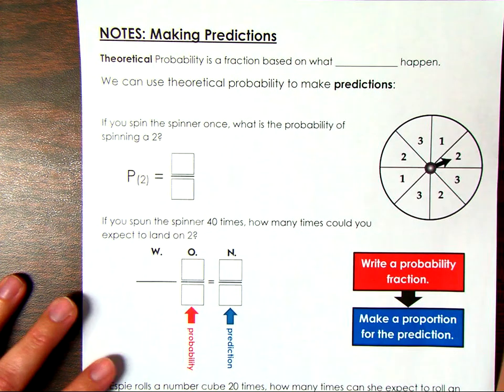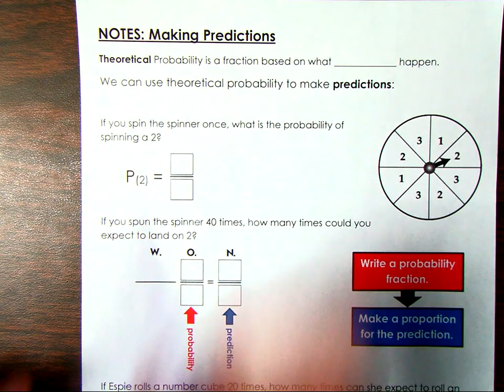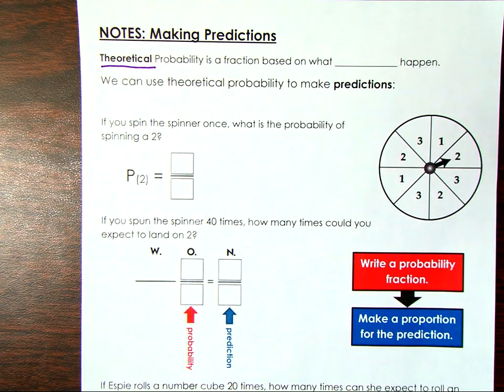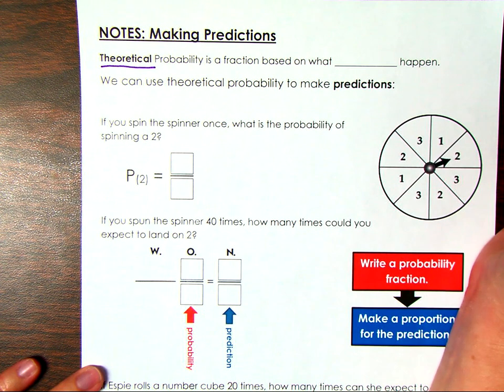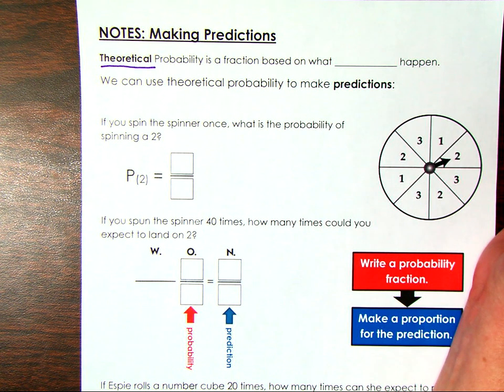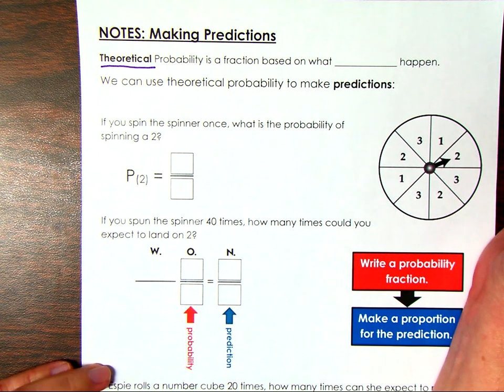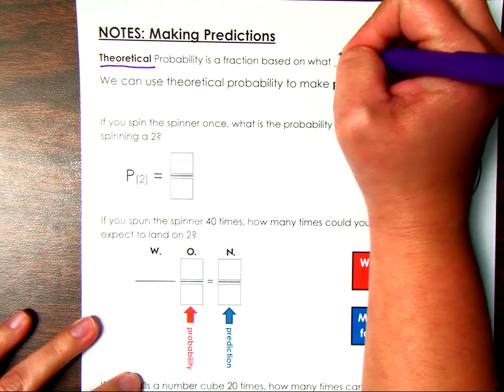Well, now we have a new vocabulary word. And our new vocabulary word is theoretical. So what theoretical probability is, it sounds like that word theory. And if something's a theory, it is a prediction. But it doesn't necessarily mean that it's going to happen for sure. So if we have theoretical probability, it is a fraction based on what should happen.